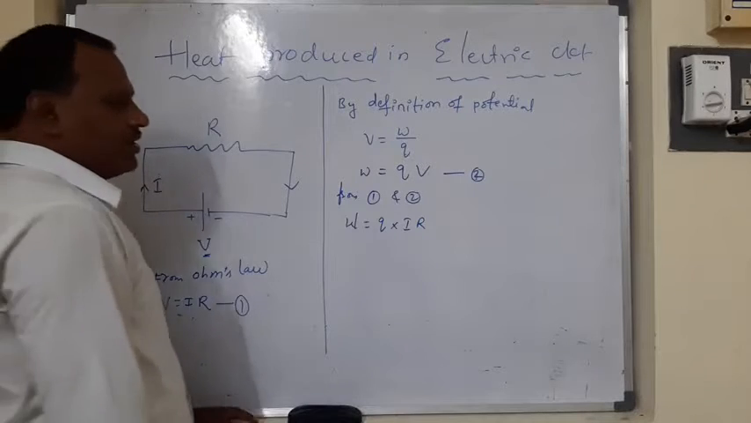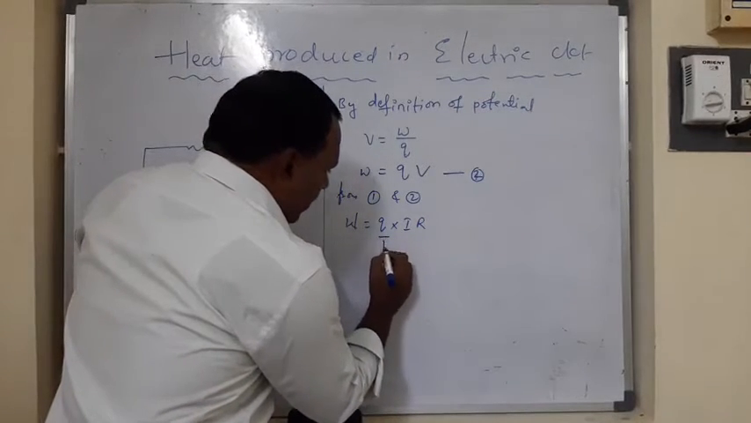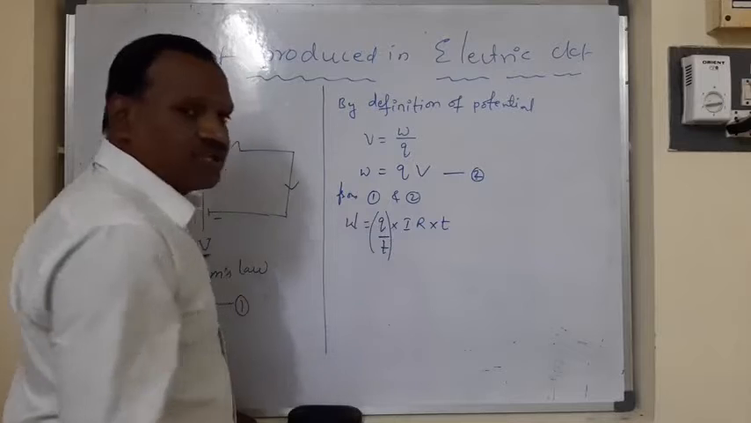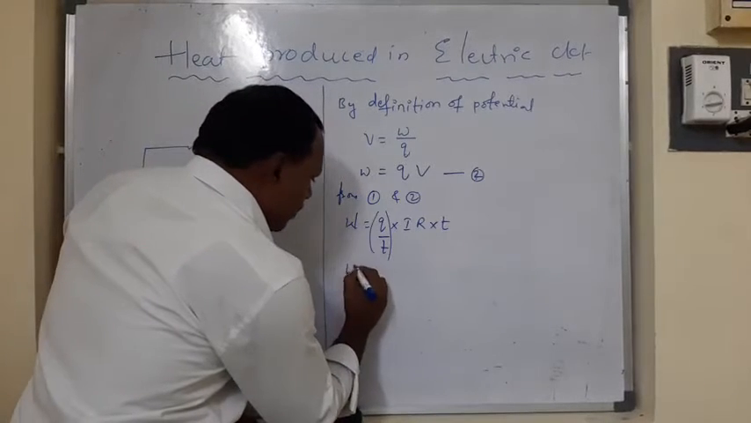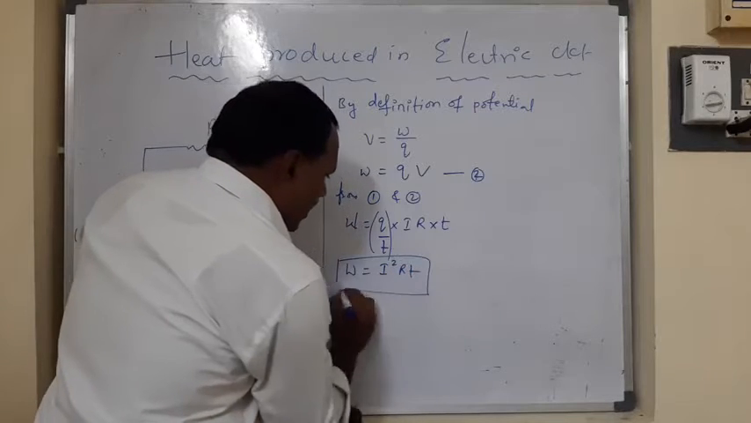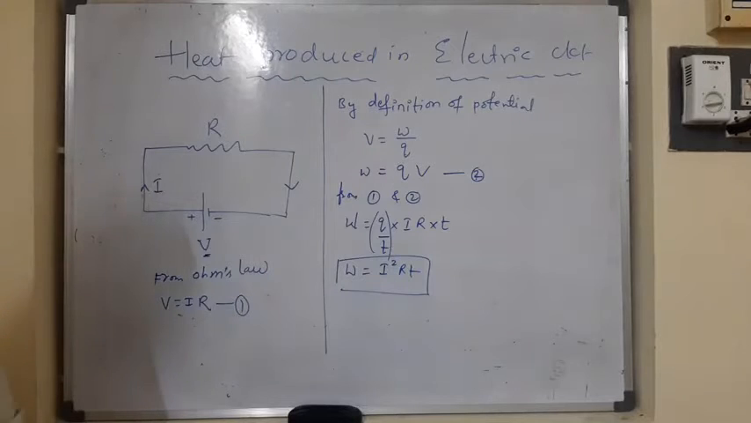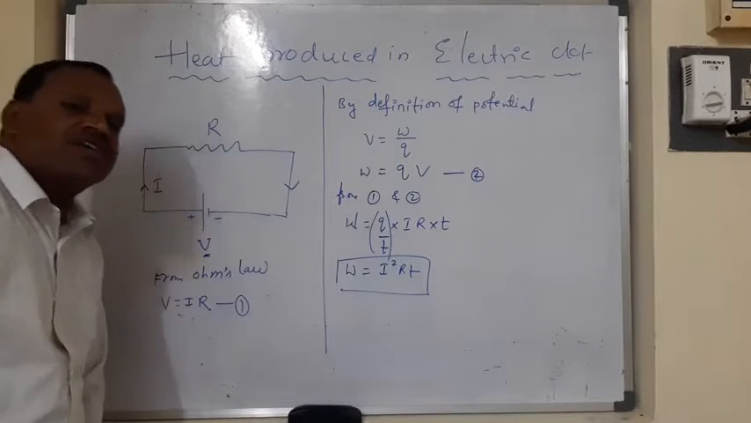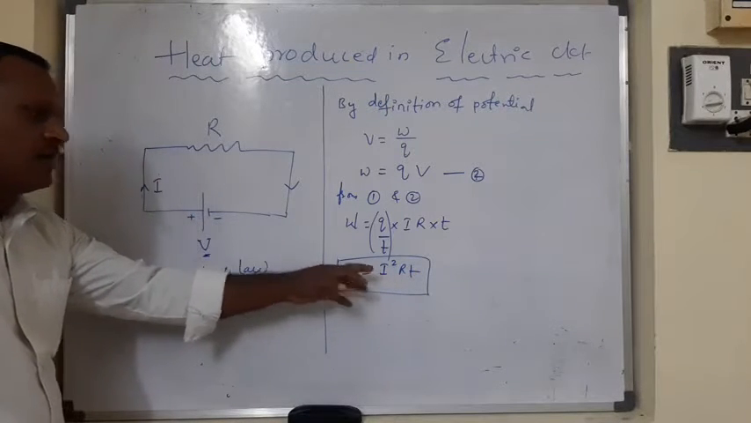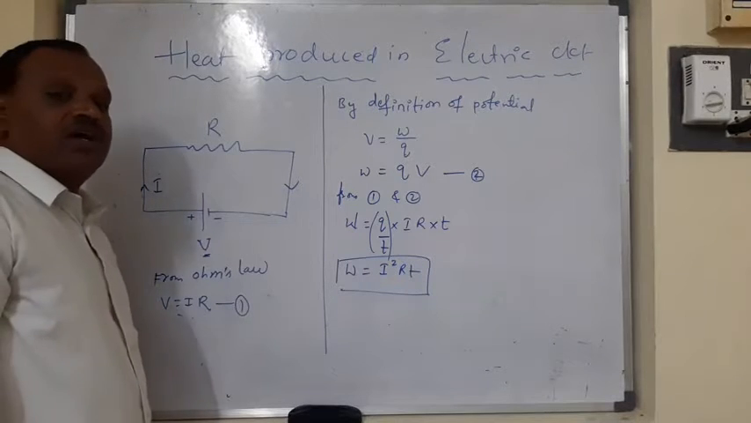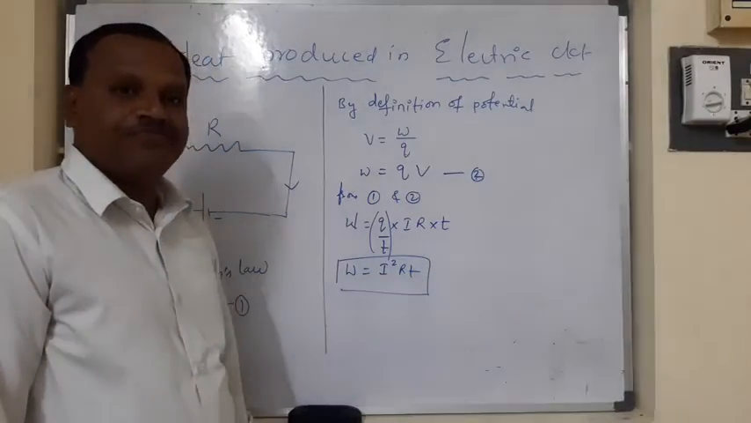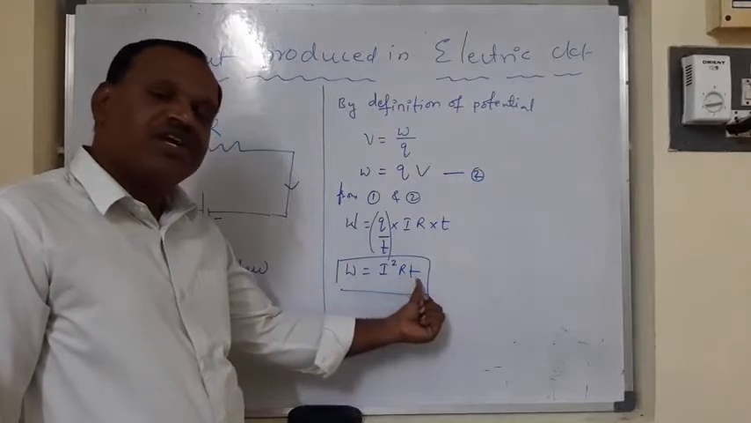Now what I am doing is dividing by the time period and multiplying with the time period. Q by T is nothing but current I. So I can write work done is equal to I square RT. So for the work done to flow the charge across a conductor that has resistance R, in a time interval T, with current I flowing in the circuit, the heat produced, or the amount of work done, is given by I square RT. I is the current, R is the resistance, T is the time period.